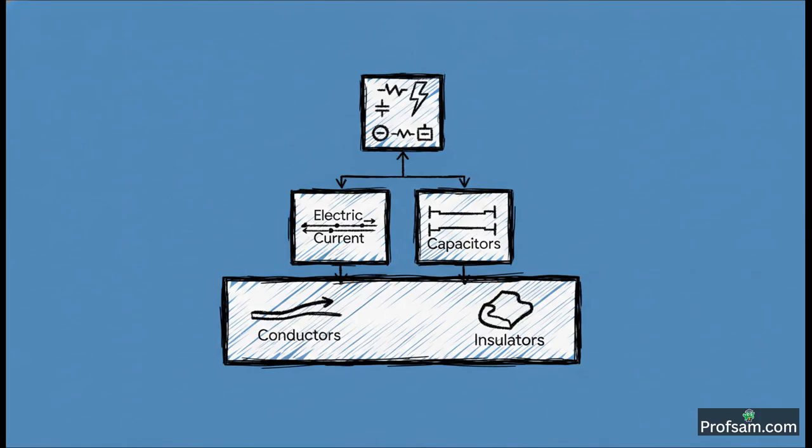And why did we spend so much time on this? Well, because you simply cannot understand electric current without knowing what a conductor is. Where would the current flow? And you can't understand how a capacitor stores charge without understanding both conductors and insulators. This concept is the absolute foundation for almost everything else in electrostatics.